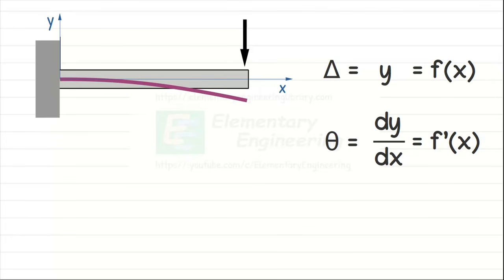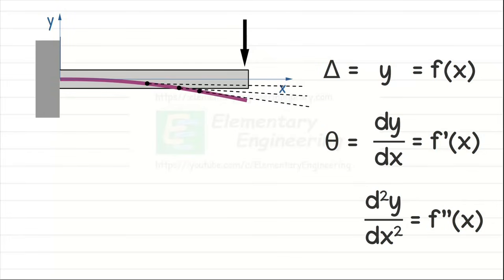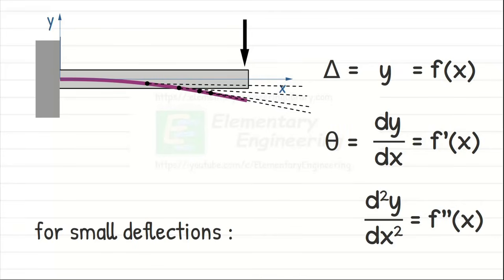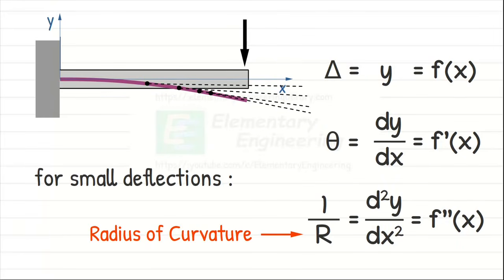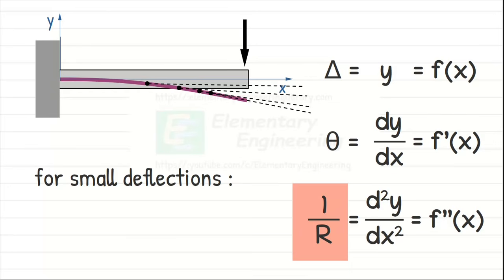If we differentiate once again, we get d²y/dx². This quantity represents how rapidly the slope is changing, and therefore how sharply the beam is bending. It is not exactly the curvature, but for the small deflections we usually deal with in engineering, it is a very good approximation. Here r is the radius of curvature, and 1/r represents the curvature.